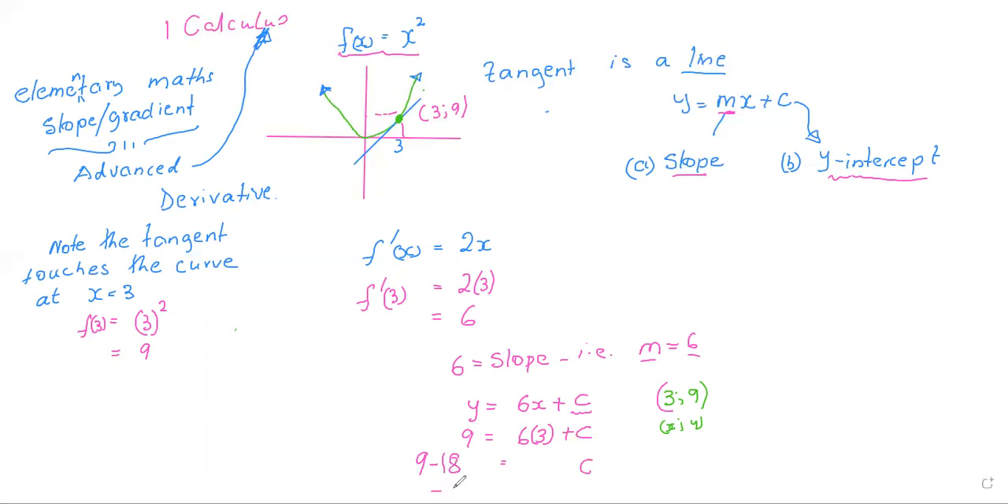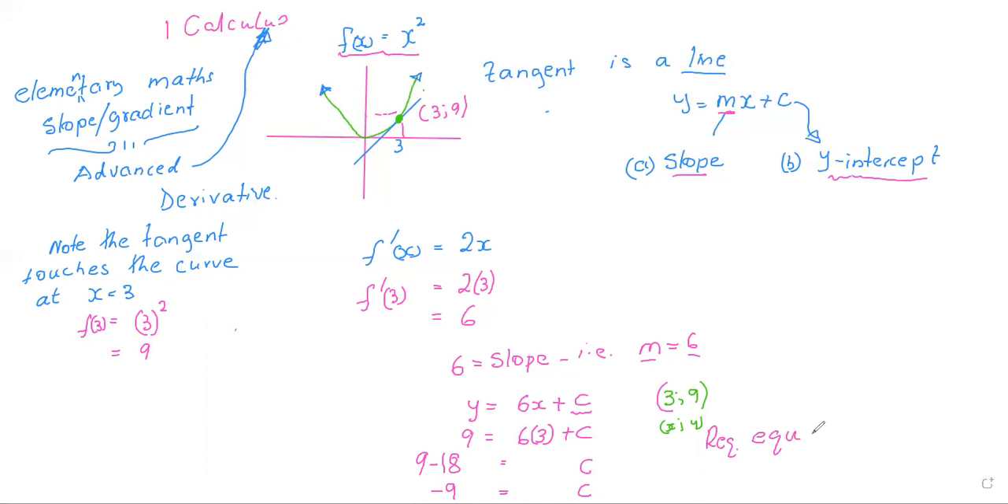And that will be minus 9 is equal to your c. Therefore, now you have the y-intercept, you have got the slope, you can give the required equation of a tangent.